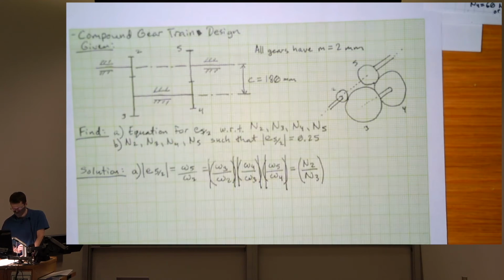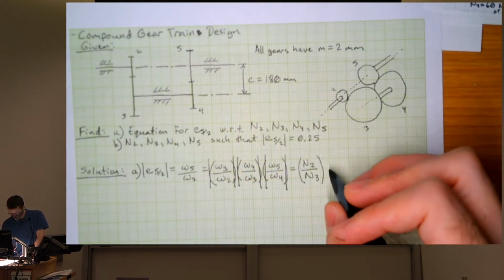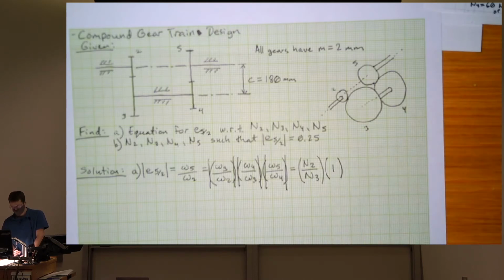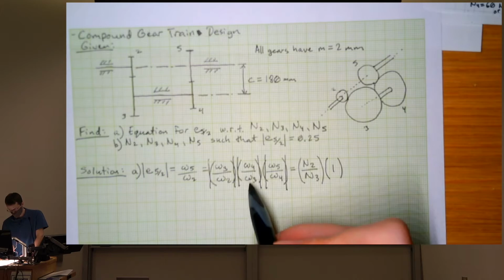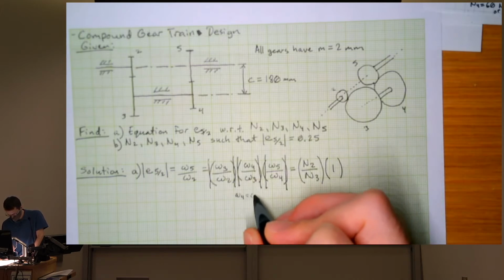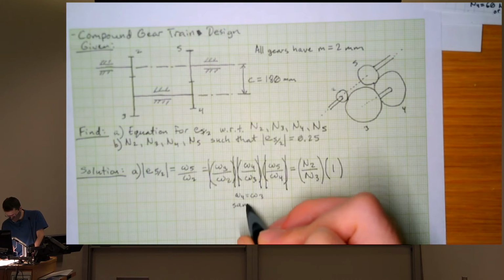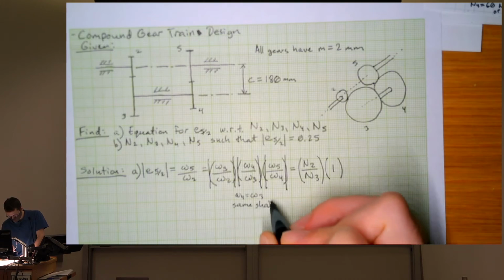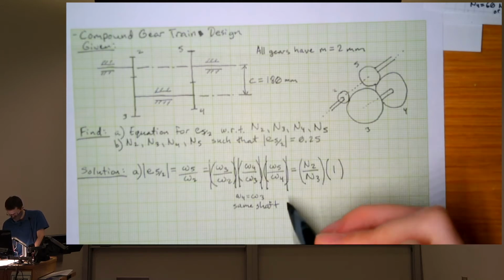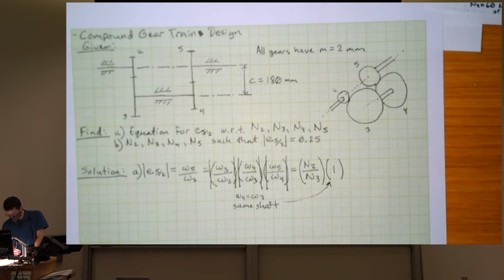There, 3 and 4 are connected together. So that must mean that that gear ratio is just 1. Omega 4 over omega 3, they're equal to one another. Omega 4 is equal to omega 3 because they're on the same shaft. So that's why we can say here that omega 4 over omega 3 is just 1.